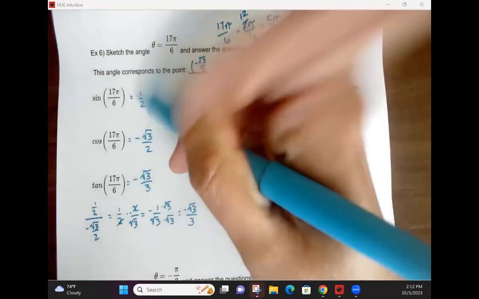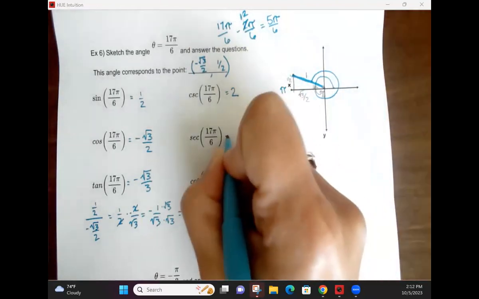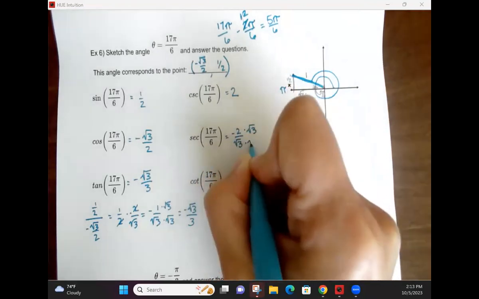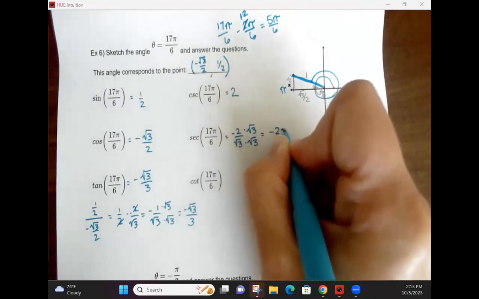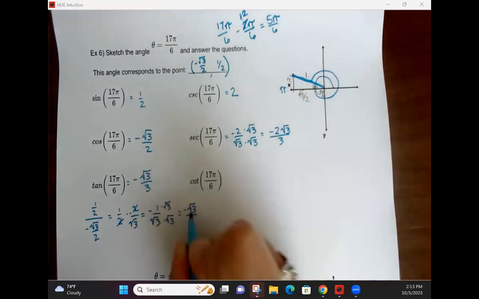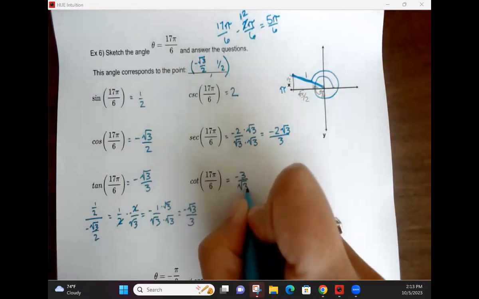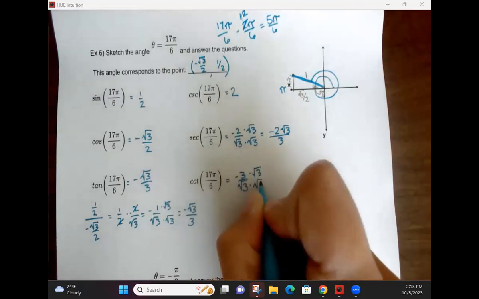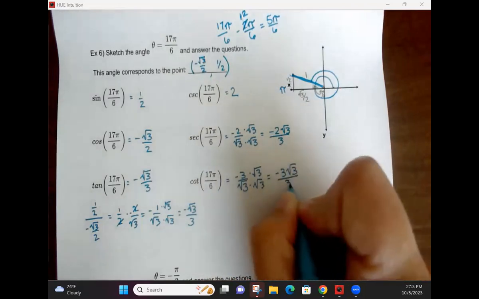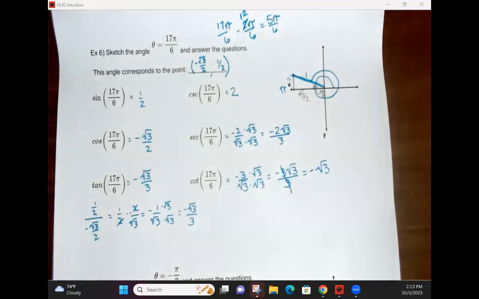For cosecant, we're looking at the reciprocal of sine, so that would be 2. For secant, this would be -2 over √3, which again, we need to rationalize. So I would have -2 √3 over 3. And then for cotangent, we're looking again at the reciprocal of tangent. So that would be -3 over √3. Rationalize here, and we get -3 √3 over 3. We can reduce the 3's, and we get -3 for our cotangent.